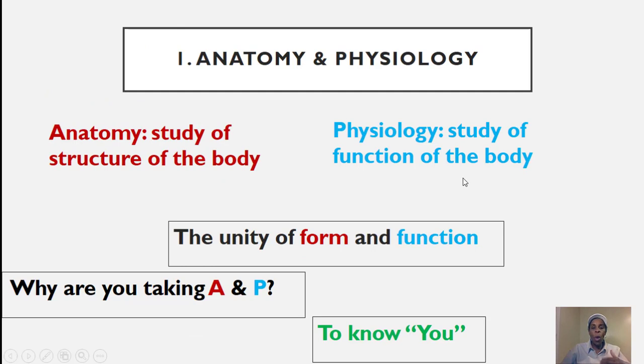Now, before you know why you take anatomy and physiology, don't you want to know what it is first? Anatomy is the study of the structure of the body, telling you how things look. When you see the liver, can you tell the difference between the liver and the kidney? Do you know where they're located? And physiology is how they work. How do they function? The unity of form and function is that the way things look can predict how they work.